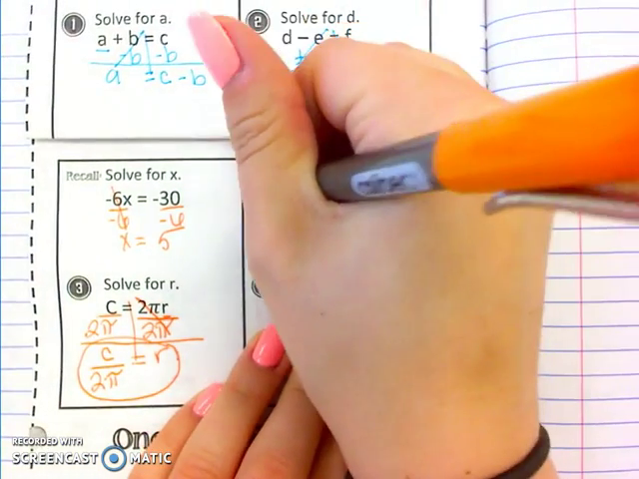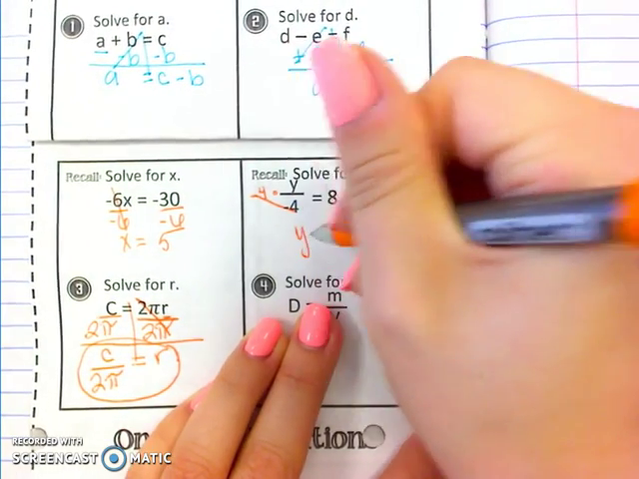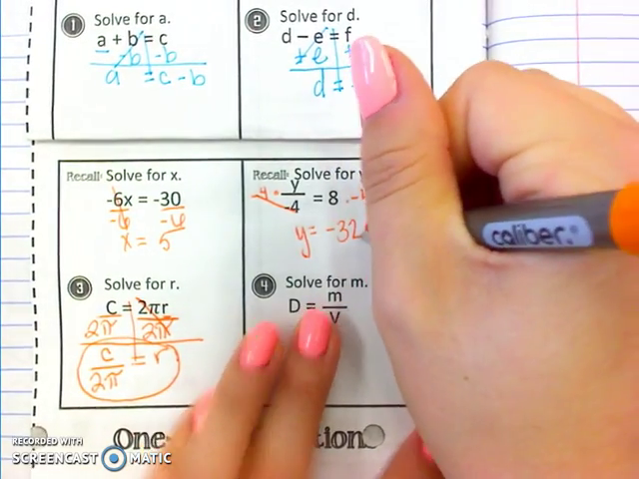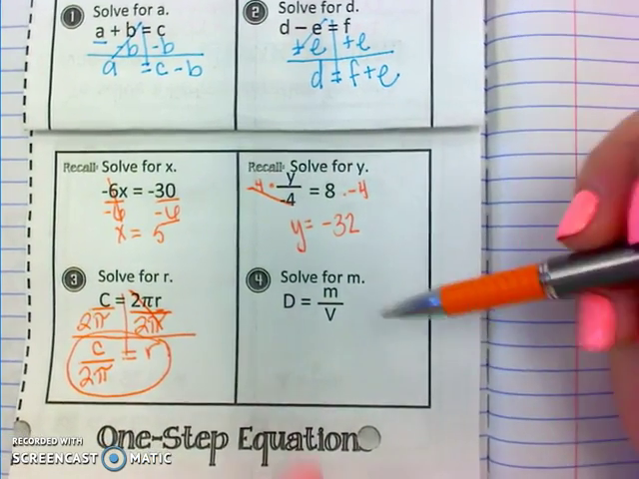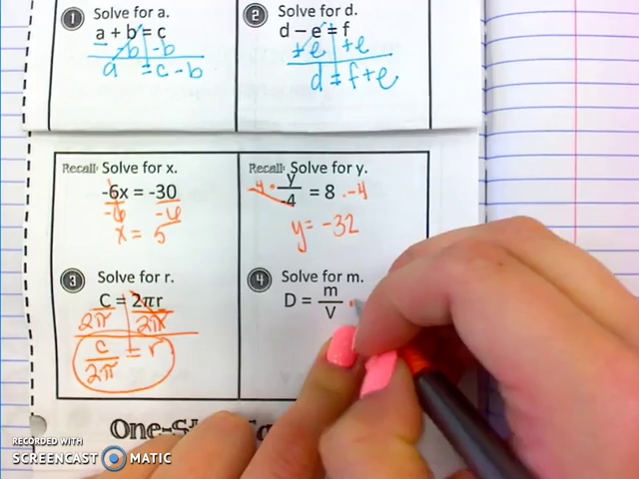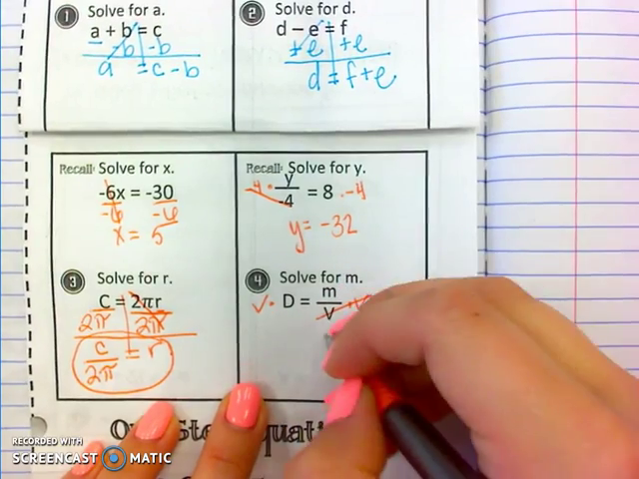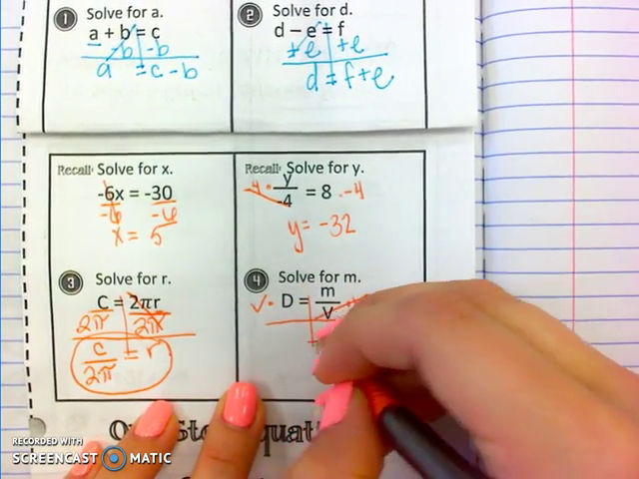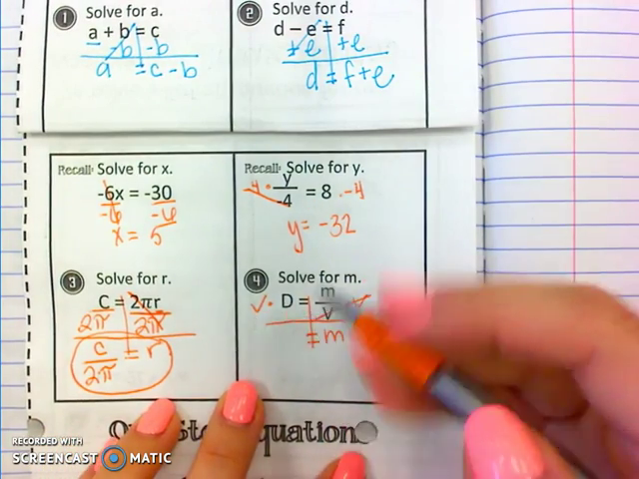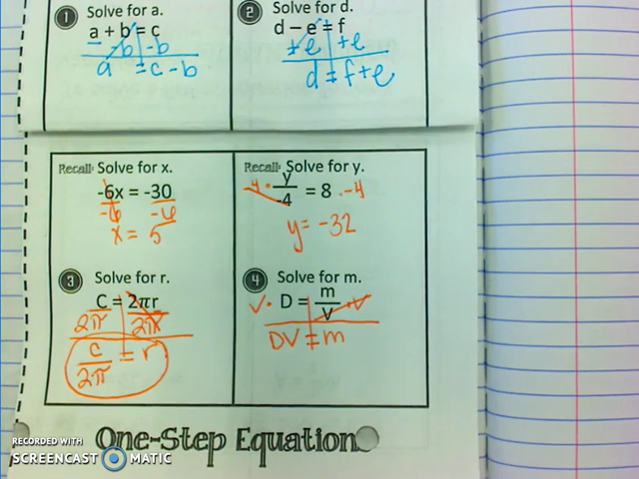So if I have division, inverse is multiply, as we know. So I have y equals negative 32. So if I'm solving for m, I have to get rid of this divided by v, so multiply by v. So I then have m equals V times D, or D times V, or just dV, or VD. It's all the same. It's still being multiplied. Order doesn't matter there. Okay?